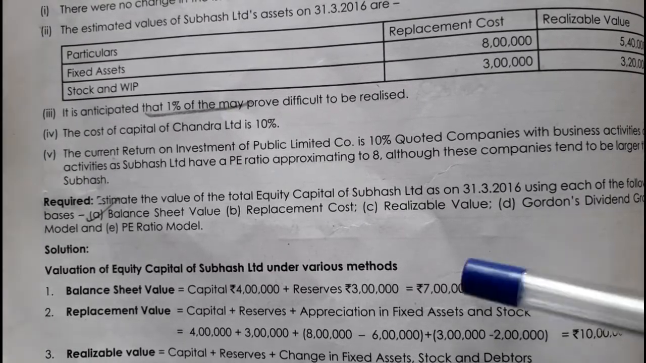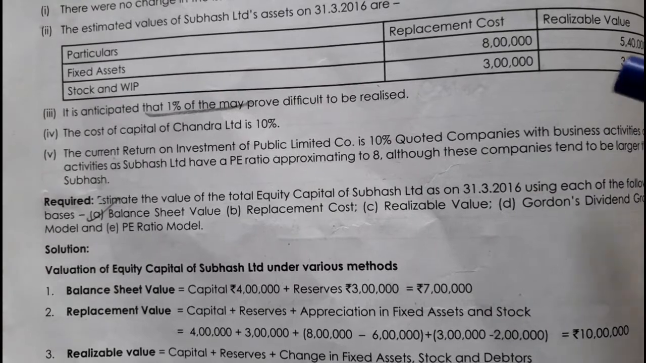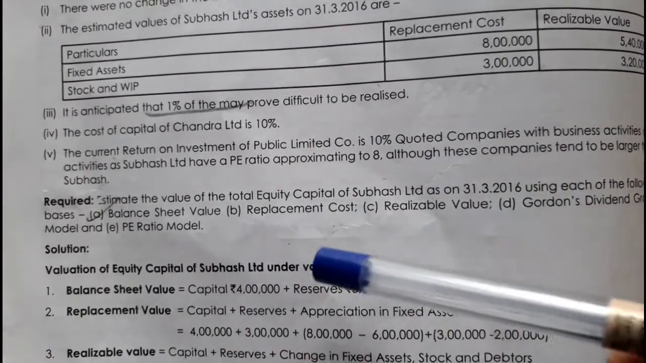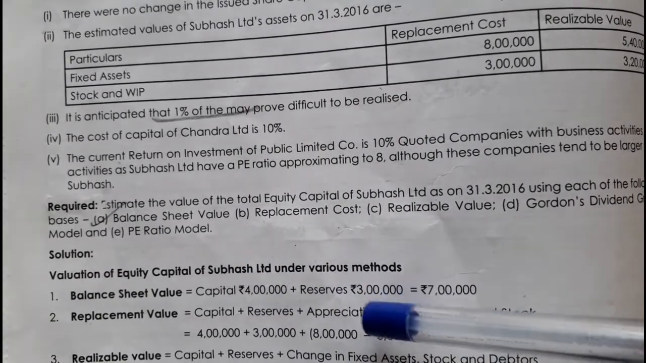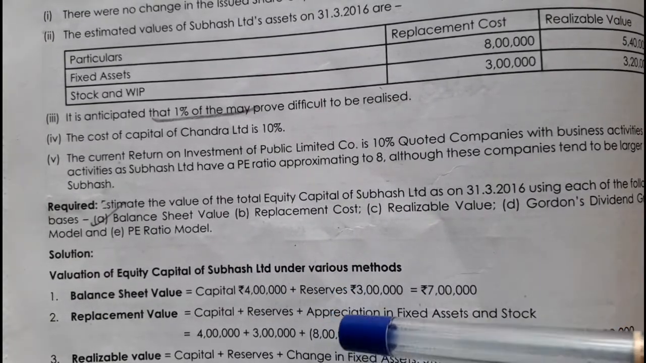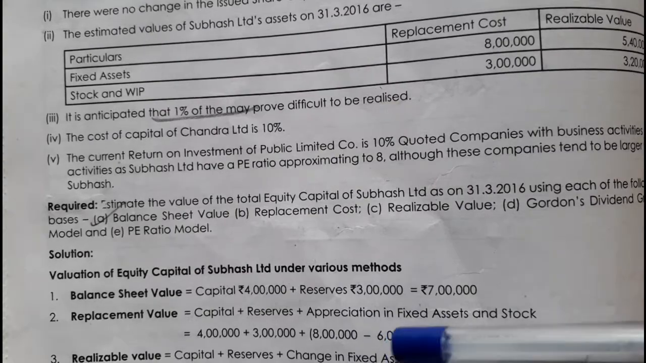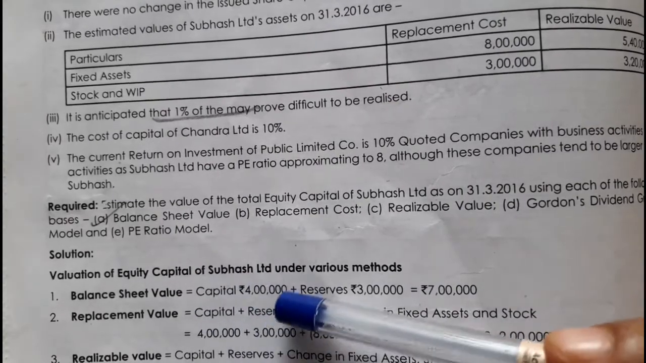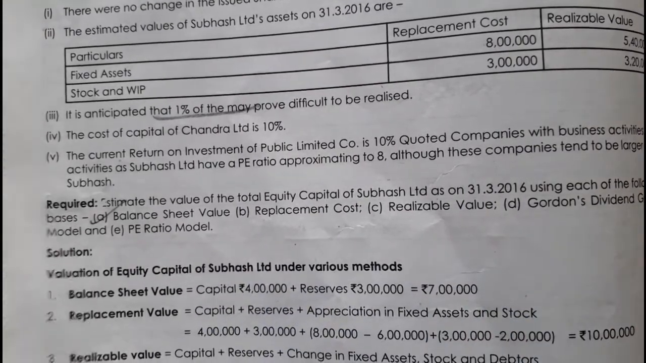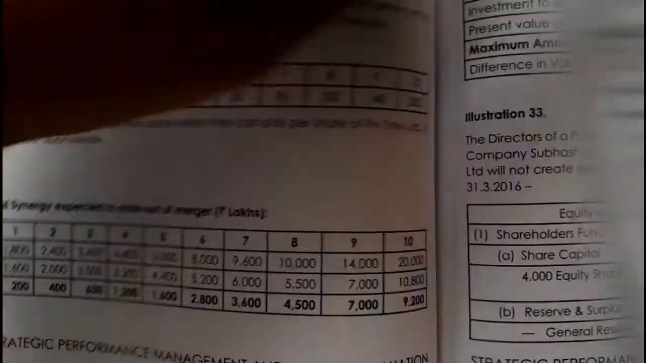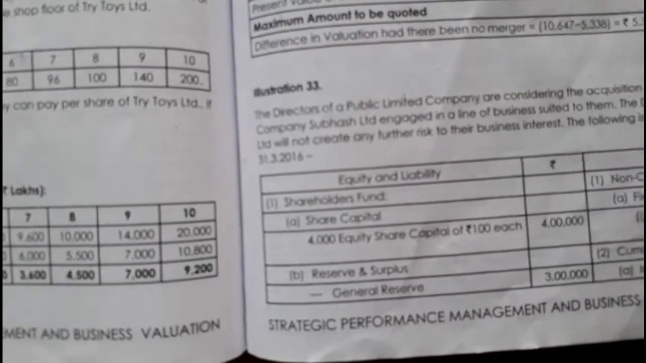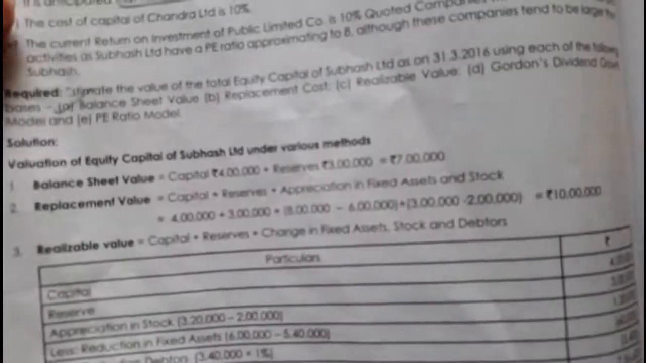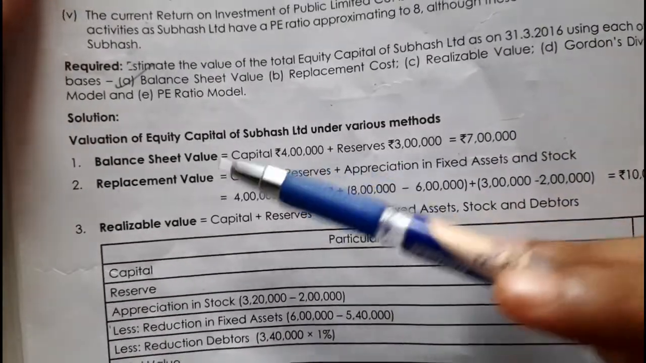So they have given some methods through which we have to find the equity capital value. These are the few methods which we have to remember, and the formulas and the things which they include. For the balance sheet value, we know the equity shareholders hold 4 lakh and reserves amount to 3 lakh. So 4 lakh shares and 3 lakh amount they are going to get. That would be the balance sheet equity value.